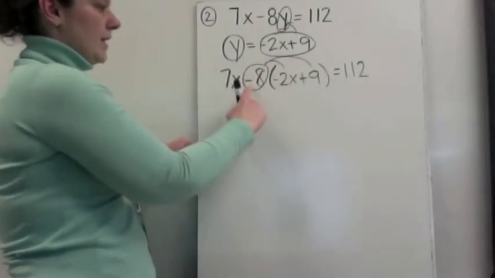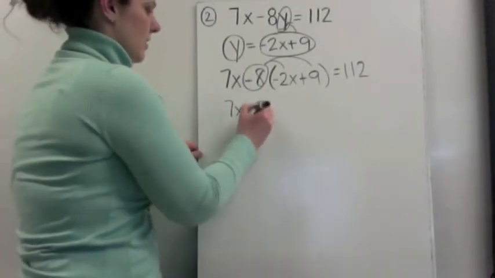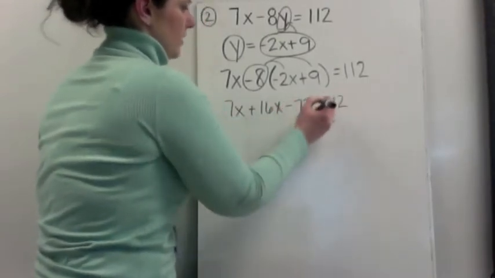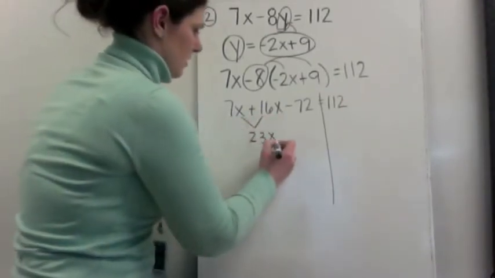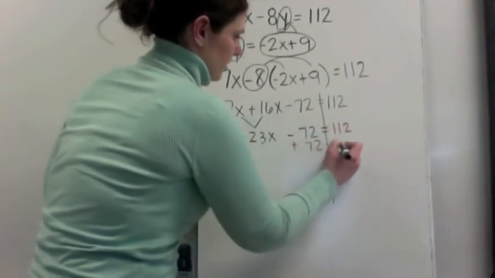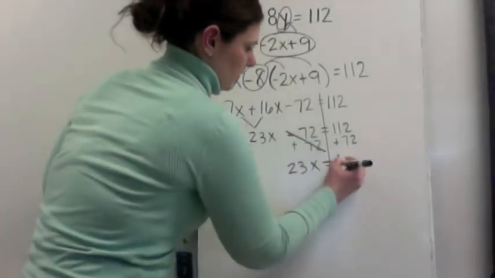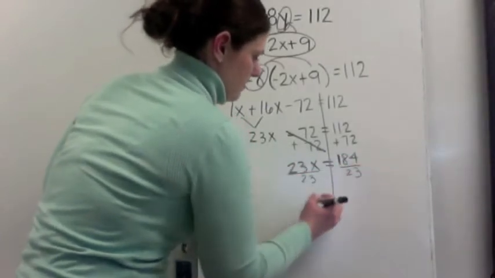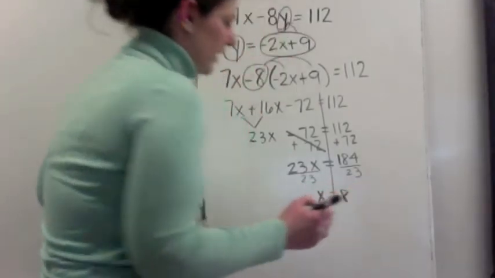Then we need to distribute what's in front of our parentheses. In this case, watch your sign, negative 8 is getting distributed. So 7x, negative 8 times negative 2x is positive 16x, minus 72 equals 112. Combine our like terms that are on the same side, 23x minus 72 equals 112. Add our 72 to both sides. So 23x equals 184. Divide by 23. 184 divided by 23 is x equals 8.